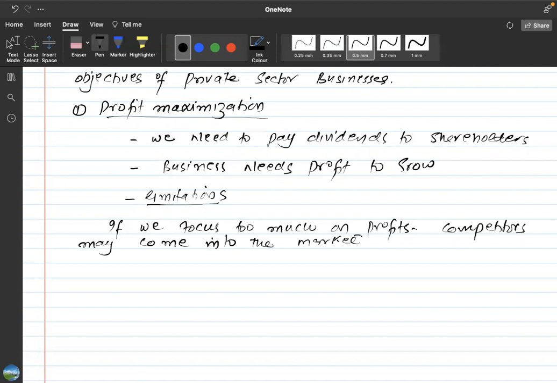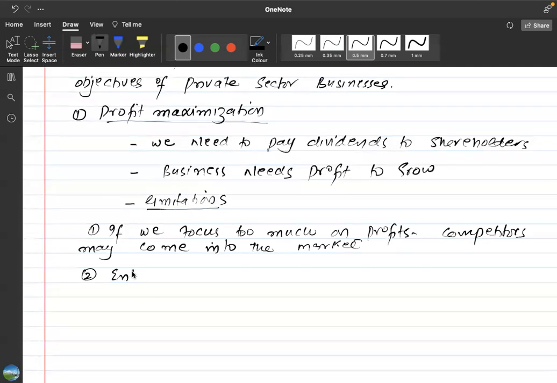Focusing too much on the profits may also sacrifice the leisure time of the businessmen, the entrepreneurs. And this is very difficult in the case of small business owners, because if they are putting all of their time into earning profit, they might have some social issues in their life.